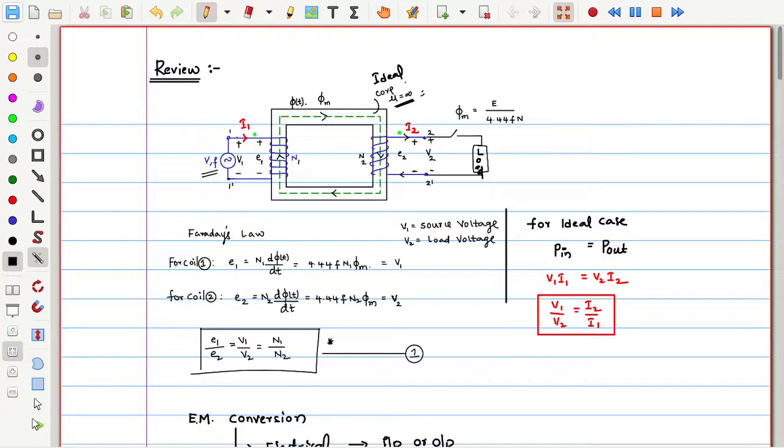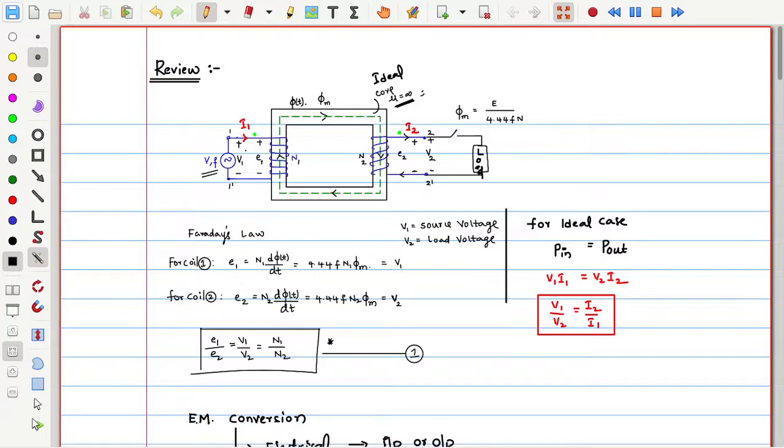If such a flux is confined to the core, and the second coil is also placed on the same core, then the entire flux phi is linking with coil 2. This process we call mutual induction. Really, there is no direct electrical contact between the second side and the first side, but still we are able to transmit the power or energy from one side to the other side.